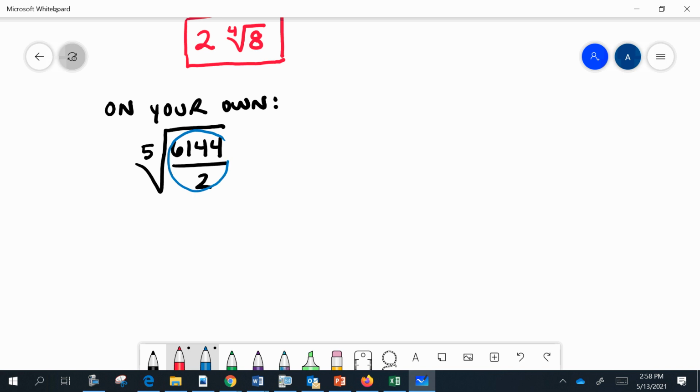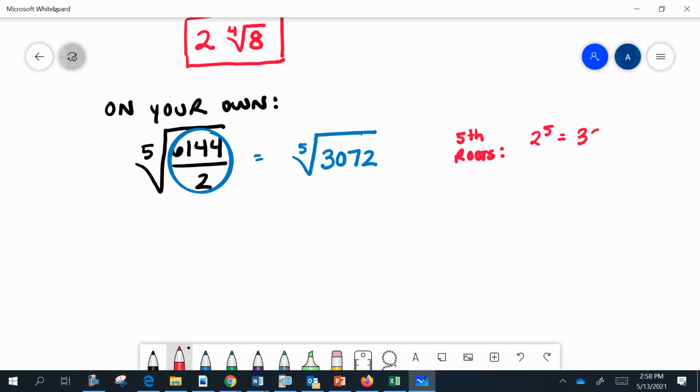First thing I need to do is, I think we can divide that, right? So right off the bat, let's take 6,144 in your calculator and divide that by 2. And right away, I can make that number smaller just by simplifying that fraction first. So, same thing, I start writing out my perfect fifth roots. I don't know them off the top of my head, so I just make a little list. 2 to the 5th, type it in my calculator, I see it's 32. 3 to the 5th power, it's 243.